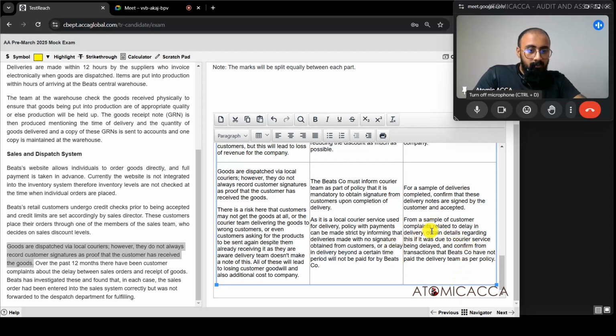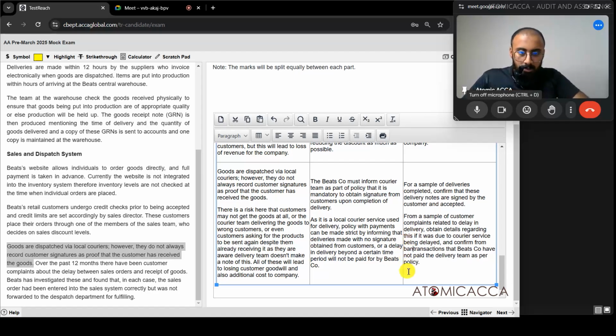So I'm confirming that for a sample of customer complaints, because when delivery is not reaching on time, they will complain automatically. So I'll take some complaints specifically related to delay in delivery. Then I'm obtaining details to confirm whether it is related to the courier service delaying it, because if the company is delaying it, then I don't have to bother. But if the delivery team is delaying it, then I'm confirming from bank transactions that Beats company has not paid the delivery team as per policy.